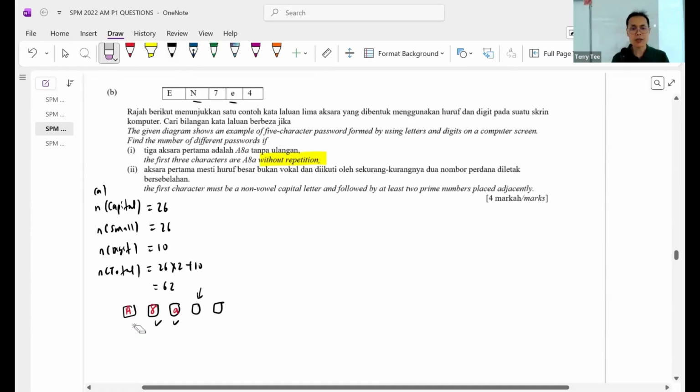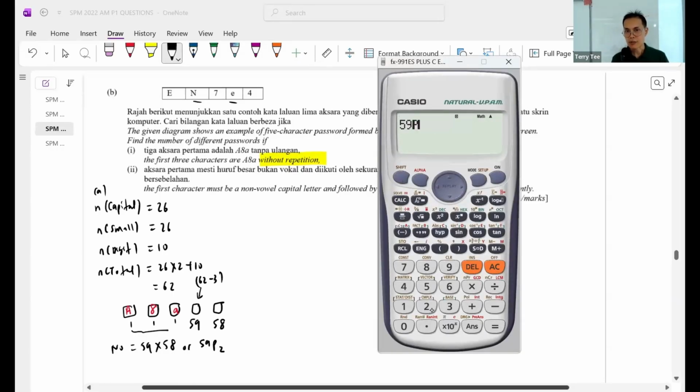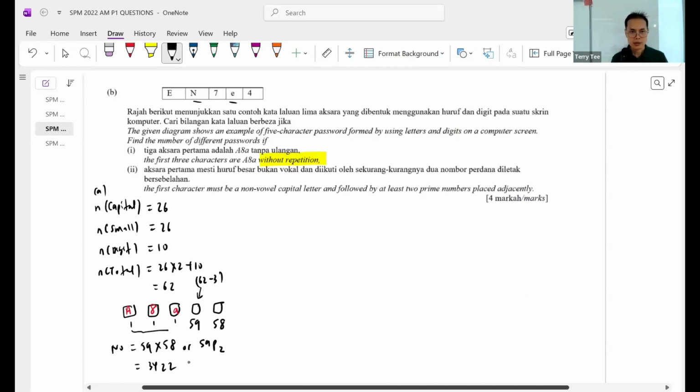Now, how many options do I have for this one? One capital A, I put it in. One number 8, I put it in. One small a, I put it in. No other way, right? This one will be 59, and this will be 58. Why 59? 62 minus 3. Why minus 3? I've taken these 3 out, and I can't reuse them. So the number of ways, we can write 59 times 58, or 59P2. Out of 59, I choose any 2.